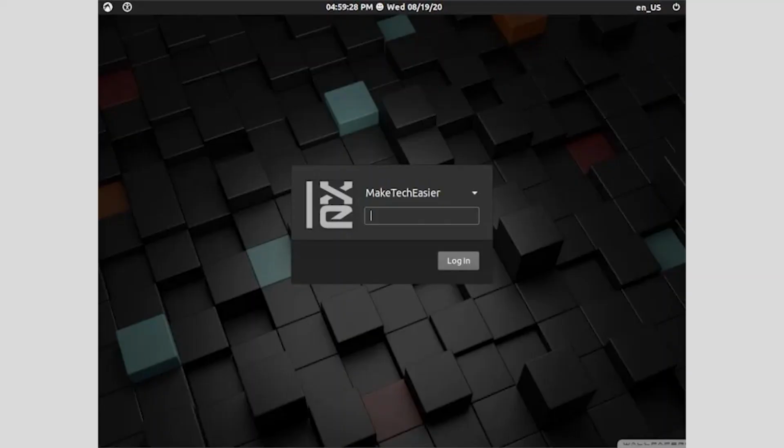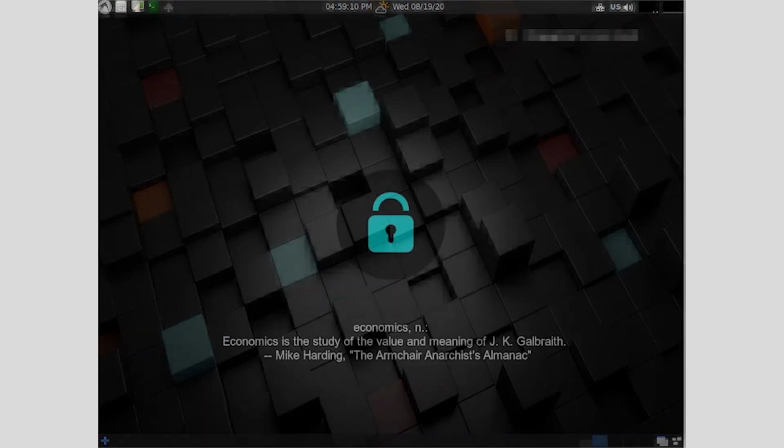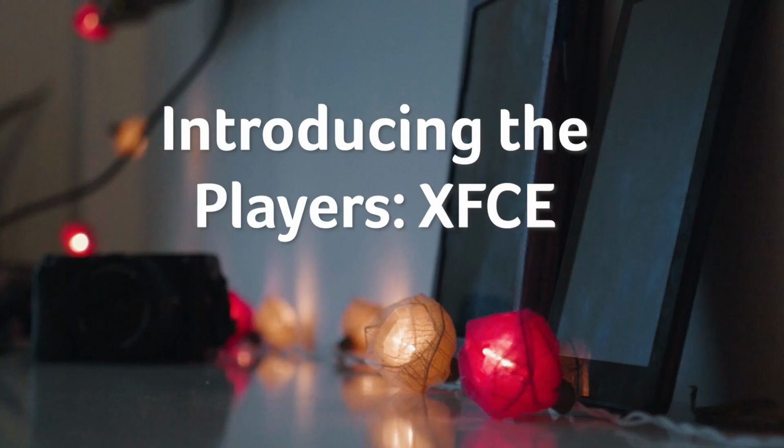LXDE is widely regarded as one of the lightest desktop environments around. One of the ways it accomplishes this is that it's built up of many separate components, each of which can be installed separately or swapped out for other components. An example is window managers. OpenBox is the default, but you can choose from many others to suit your wants and needs. LXDE is incredibly simple and minimal, and for users looking for a DE that's light and stays out of your way, LXDE is a great choice.